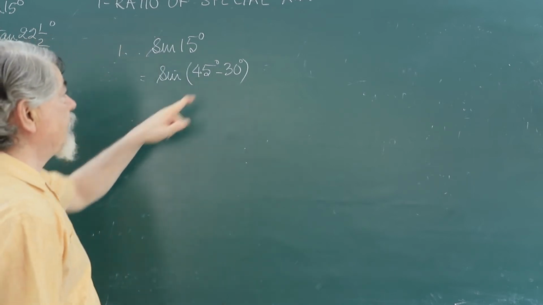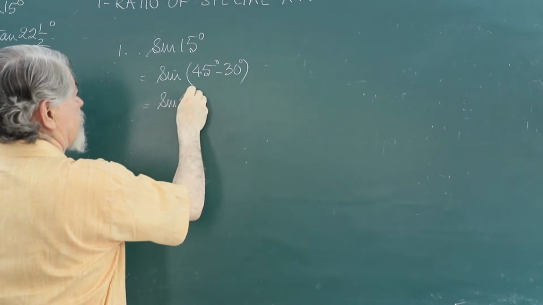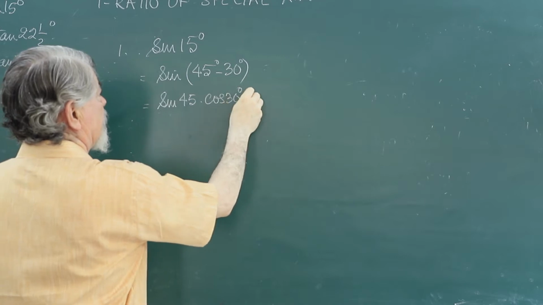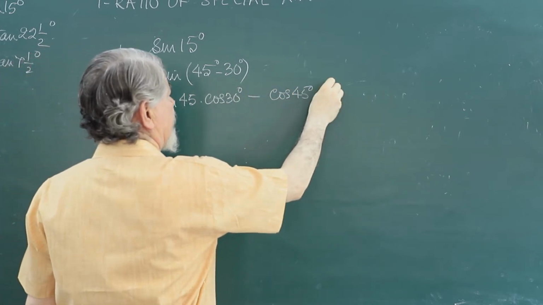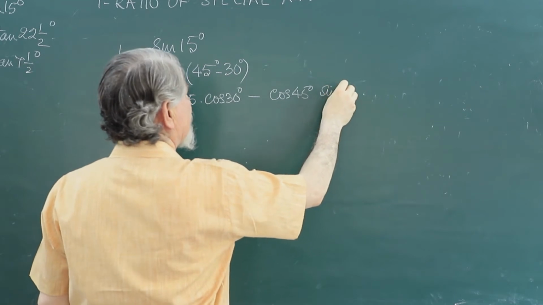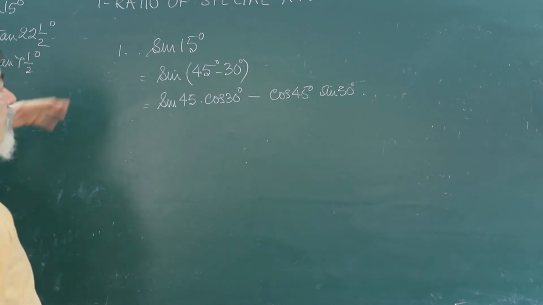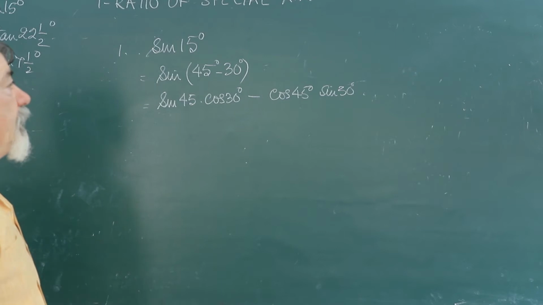How do we write sine A minus B? I'll be writing sine A cos B minus cos A sine B. These angles are necessary to calculate because I need to calculate 7.5. 7.5 is half of 15, so I need to know that.